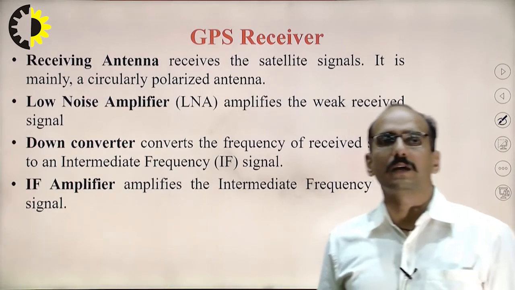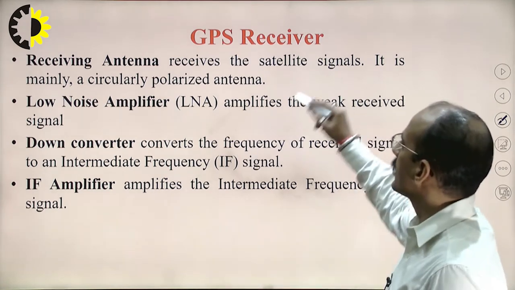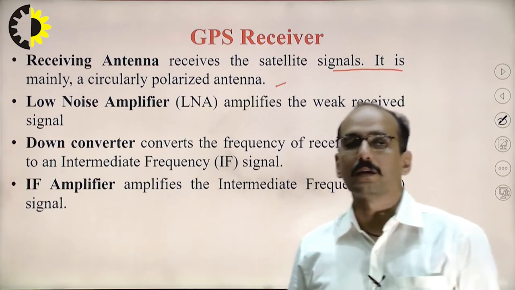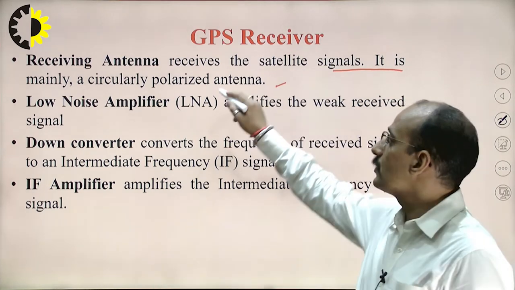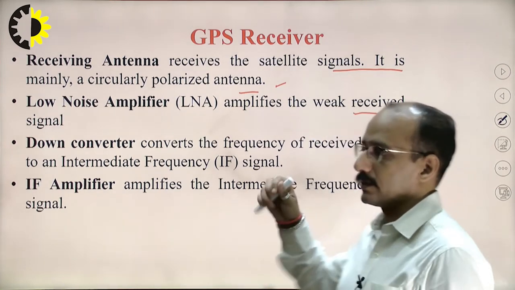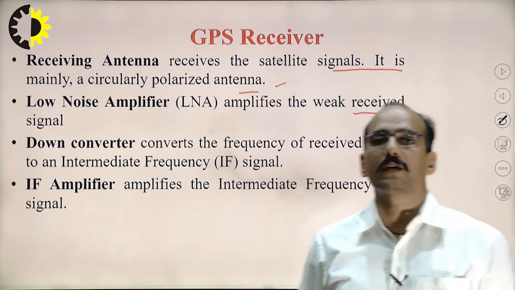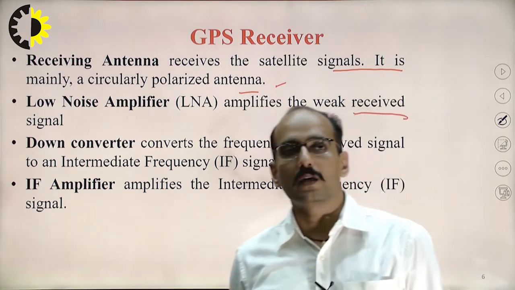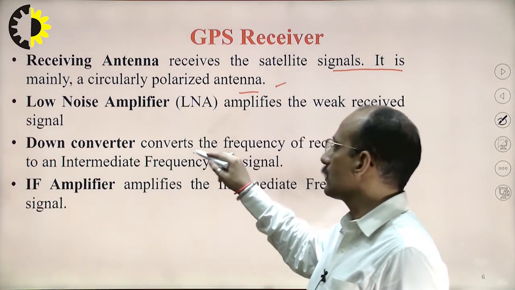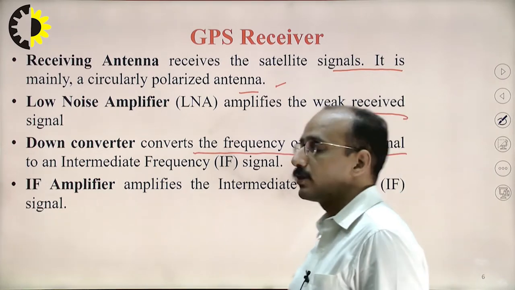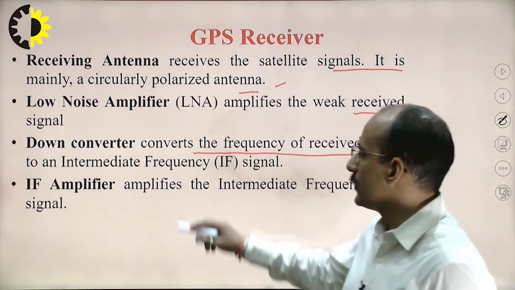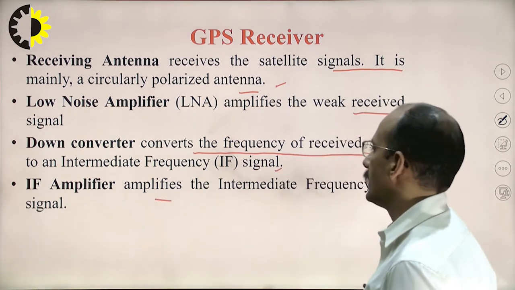So one by one you can understand the working of these blocks. The receiving antenna receives the satellite signal, and it is mainly a circularly polarized antenna. Then a low noise amplifier amplifies the weak received signal, because a low noise amplifier amplifies only the weak signals, and it does not amplify the noise level. Then a down converter. Basically the down converter converts the frequency of the received signal to an intermediate frequency signal so that it can be processed further.